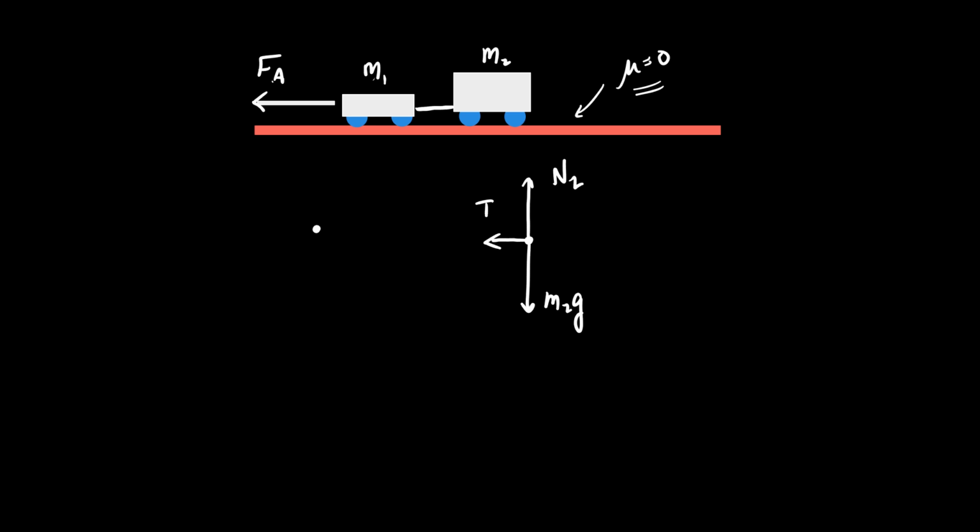Now, how many arrows did you draw on car number 1? 4, excellent. So maybe M1G, maybe normal 1, and applied force. Now, when you drew the tension here, did you make every reasonable attempt to draw that tension in such a way that it was the same size as the tension on the other car? I think it's probably pretty clear that these two constitute a Newton's third law pair.